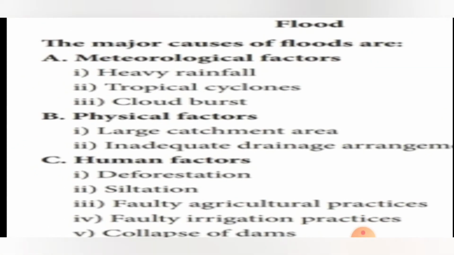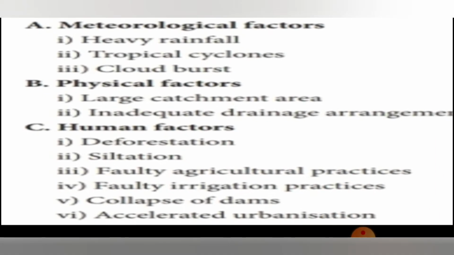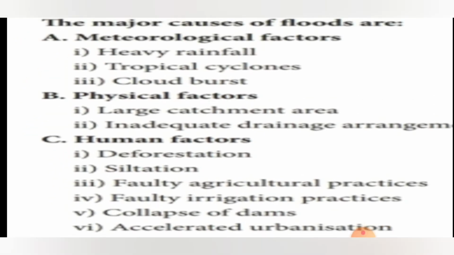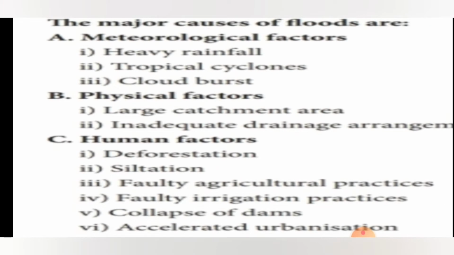Got it? B point is physical factors: large catchment areas and inadequate drainage arrangement. Third one, C, is human factors: deforestation, siltation, faulty agricultural practice, faulty irrigation practice, collapse of dams, accelerated urbanization. Due to these, floods occur.